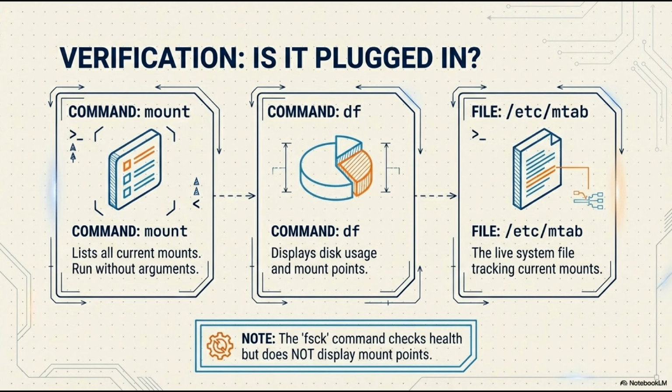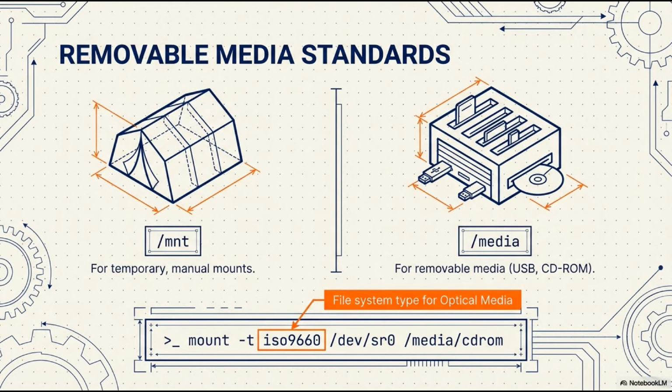Let's flip to slide 5. Removable media standards. This one has some clip art of a tent, and is that a toaster? I love this slide. It's all about organization. We really have 2 main places we mount things: /mnt and /media. And this actually matters for the File System Hierarchy Standard. This isn't just a suggestion.